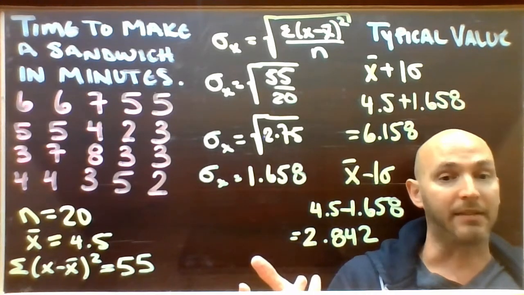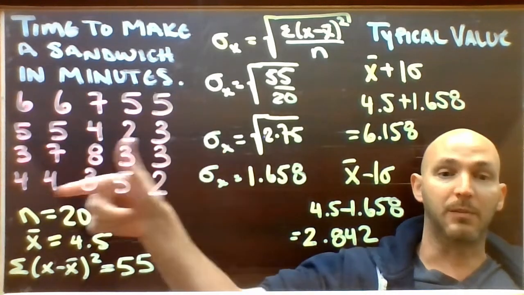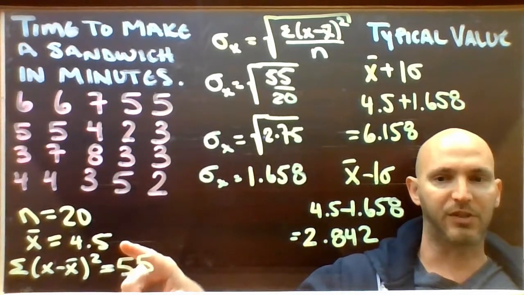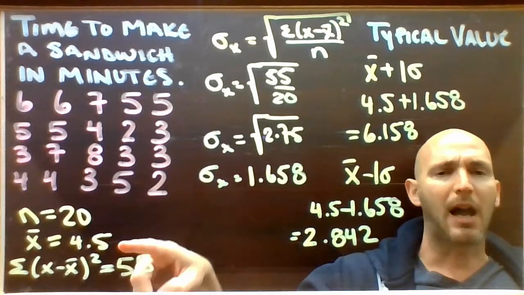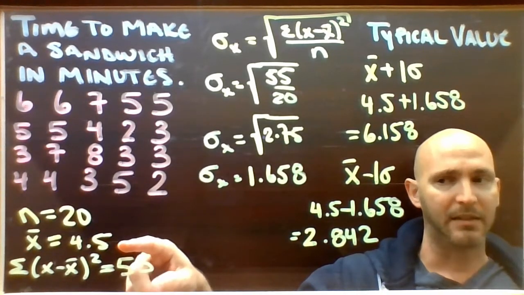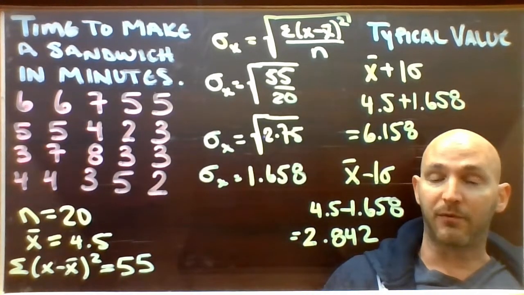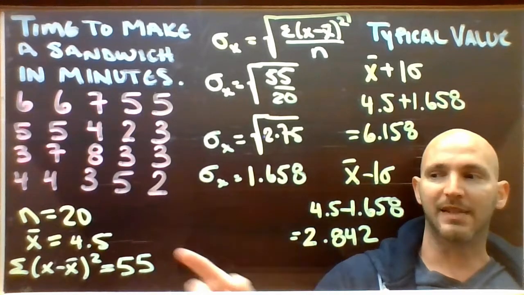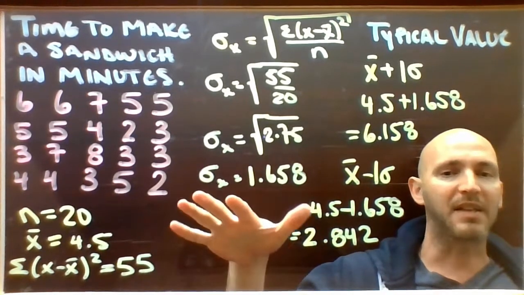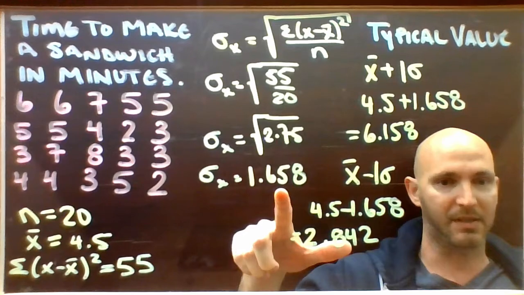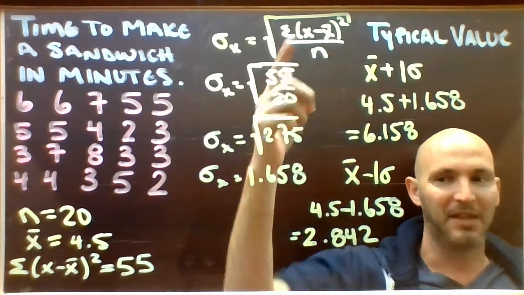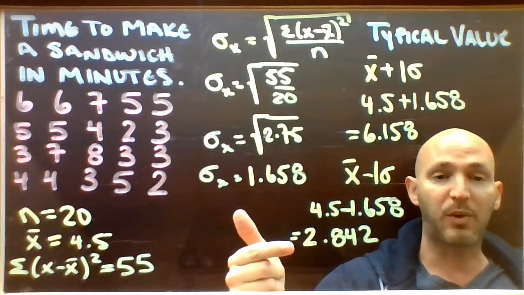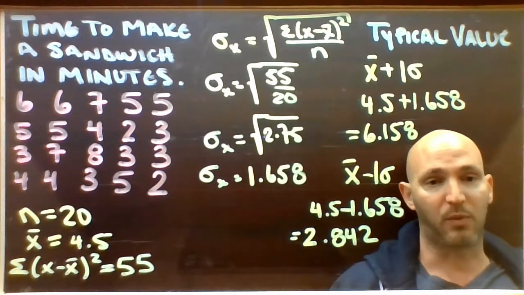So net, what we've done is taken a bunch of numbers, boiled them down to an average to say this is the middle. How long does it take to make a sandwich? About 4.5 minutes. But what's a more important piece of information, or maybe more useful, is that it's 4.5 minutes plus or minus 1.658 minutes. So that a typical sandwich construction time sits somewhere between 2.842 minutes and 6.158.